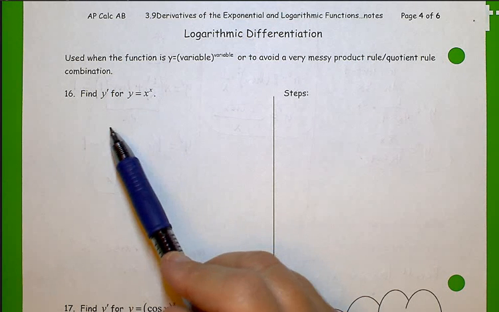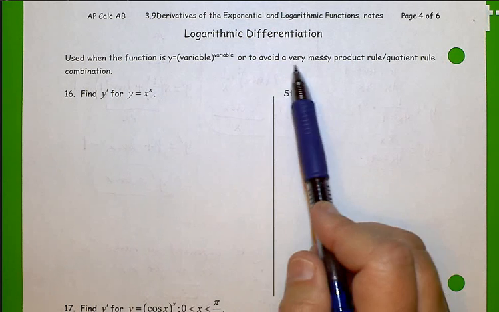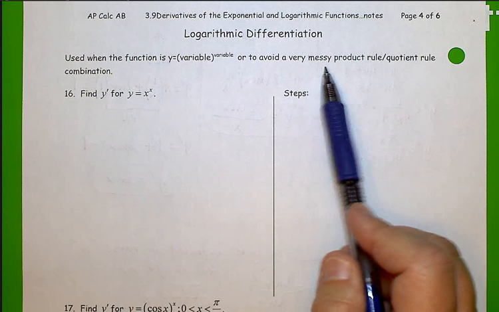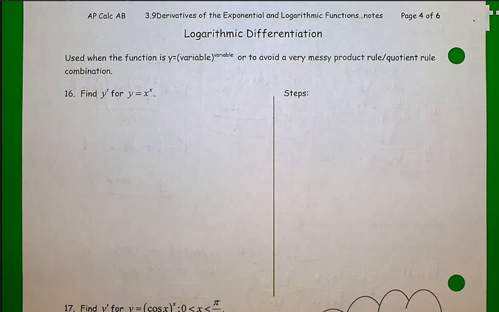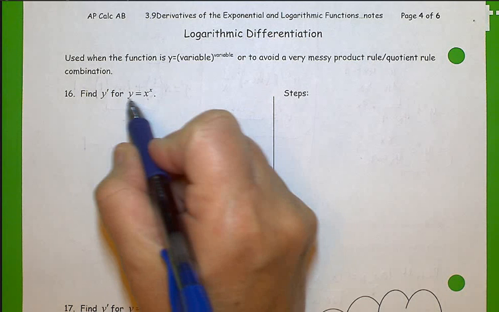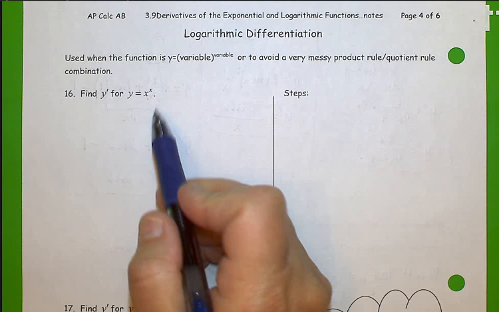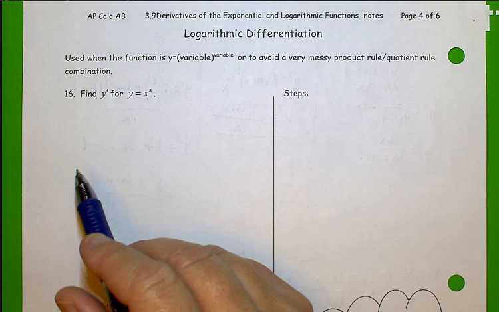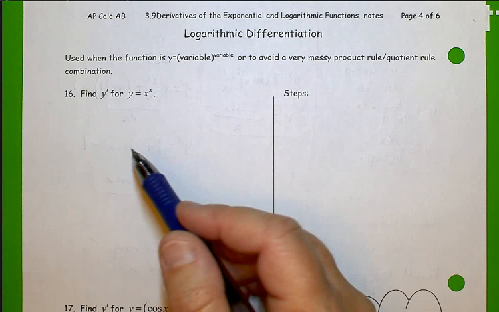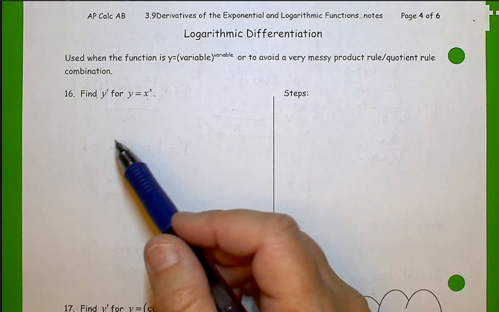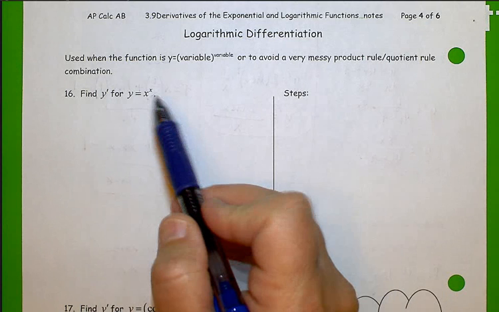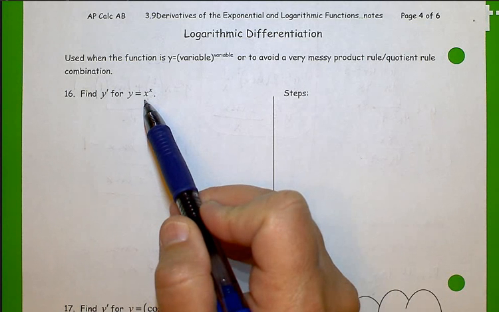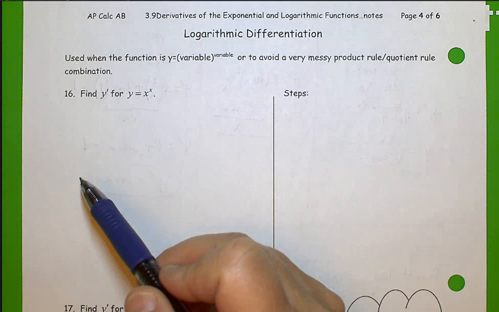Or it's also useful at times if you have a real messy product rule or quotient rule combination that you have to do. Sometimes logarithmic differentiation will actually simplify the problem. So, if we take a look at this, I have a variable in the exponent, and I need the variable not to be in the base and the exponent at the same time. So the way to move this exponent is to take the log of both sides of the equation, and then I can move that x.